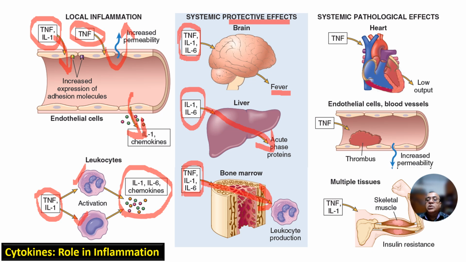Then there are some pathologic effects. TNF decreases the cardiac output, and it also has some thrombogenic effect. There is increased permeability of the vessel wall that results in edema. Tumor necrosis factor and interleukin 1 also affect multiple tissues, especially skeletal tissue. They induce resistance to insulin.